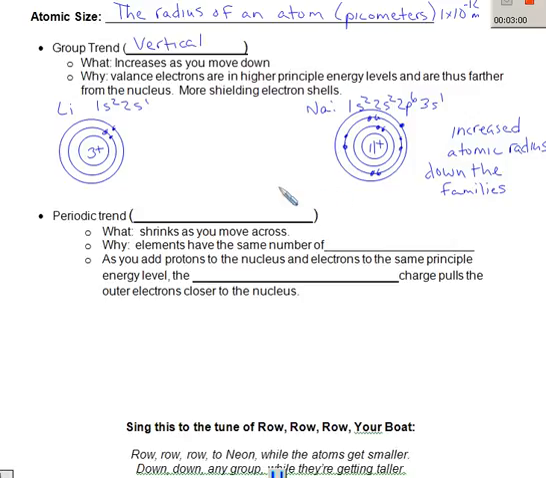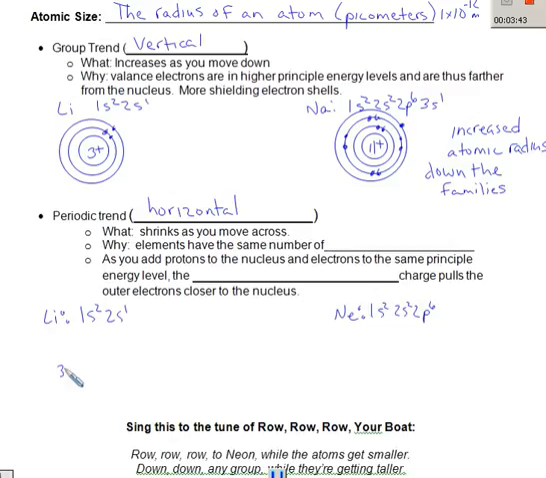Now, let's do the same thing with what happens as we move across a period. Remember, across a period means you're going horizontally across a row. And what happens here is it shrinks as you move across. So this time we're going to go from lithium to neon. We've got 1s2, 2s1, and we have 1s2, 2s2, 2p6.